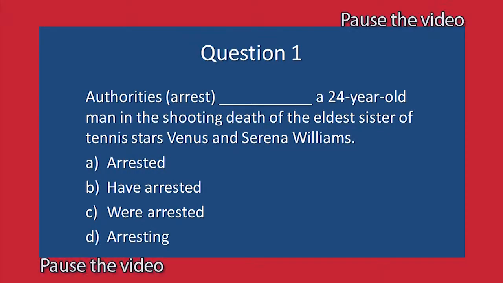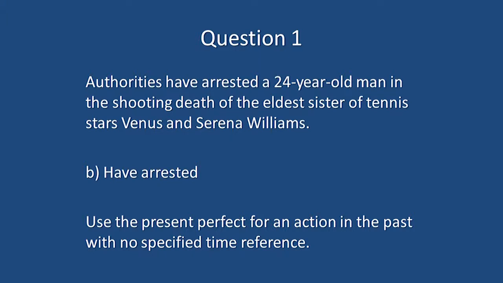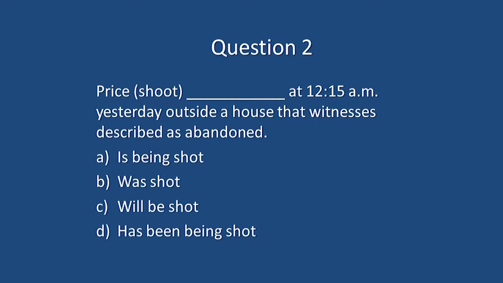Let's do two more exercises. Pause the video and choose the correct verb. Can you explain why? Okay, have arrested is correct. We use the present perfect for an action in the past with no specified time reference. The focus in sentences like this is on the action of the verb and not the details of when and where. Last exercise. Pause the video and choose the correct verb.